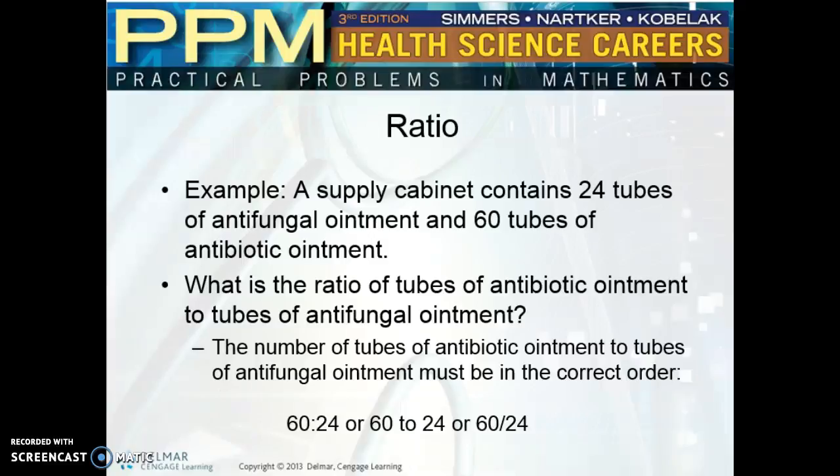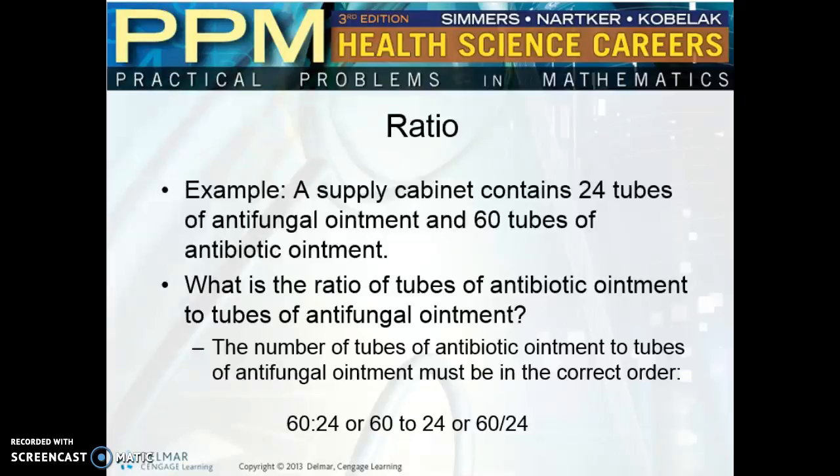So this is an example. A supply cabinet contains 24 tubes of antifungal ointment and 60 tubes of antibiotic ointment. So they want to know what's the ratio of antibiotic to antifungal. When they say antibiotic to antifungal, what that means is the antibiotic is going to come first and the antifungal comes second. So you have to make sure you do them in the correct order. So that's going to be 60 tubes of antibiotic to 24 tubes of antifungal.